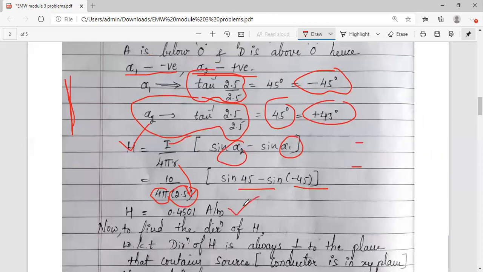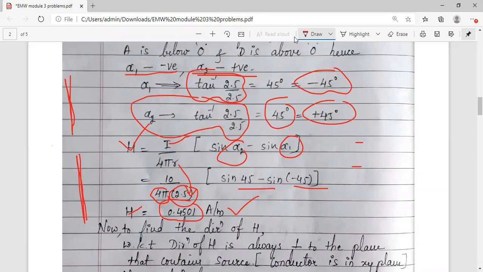So find what is H. You just need to use a calculator. I have got it as 0.4501. That is the H value. Don't get confused, it is not PH, it is only H, the integration of one single vertical side. So it is in amperes per meter.